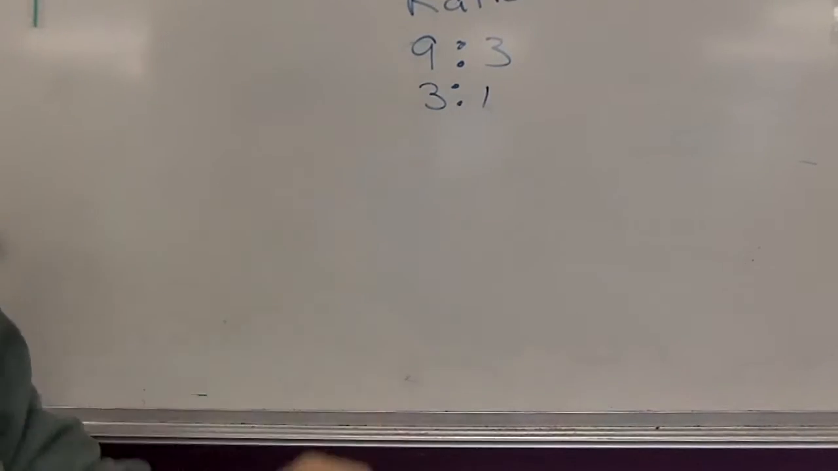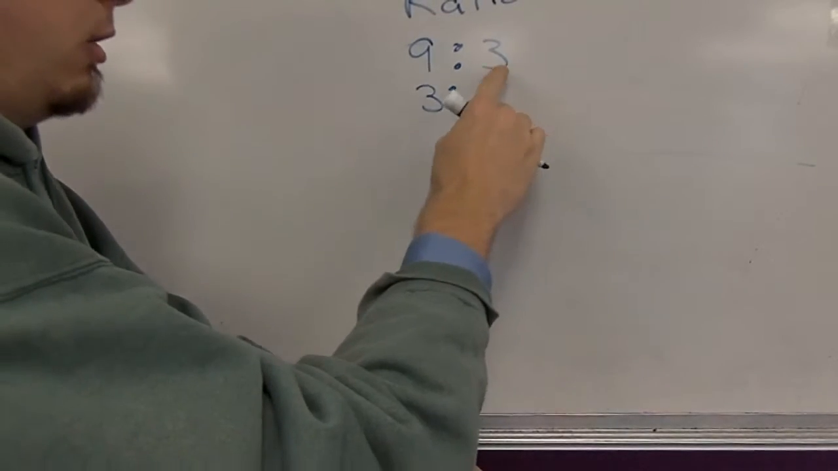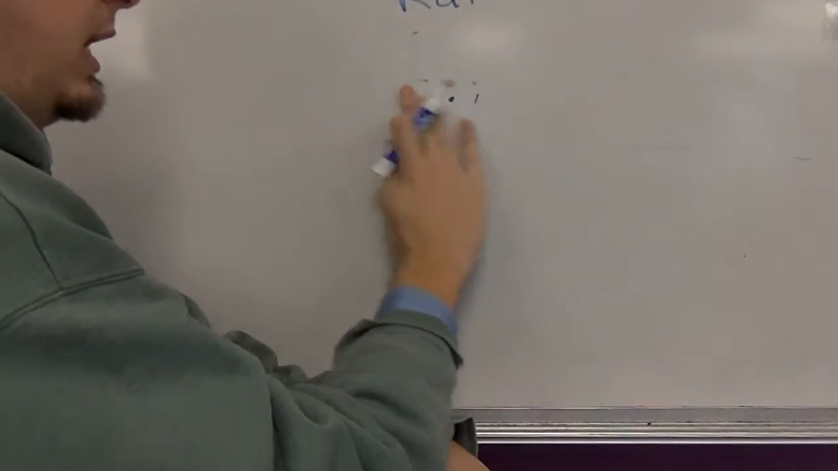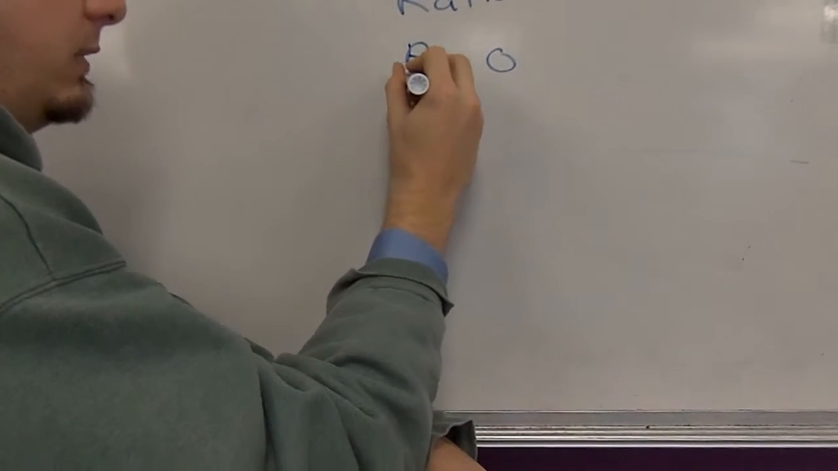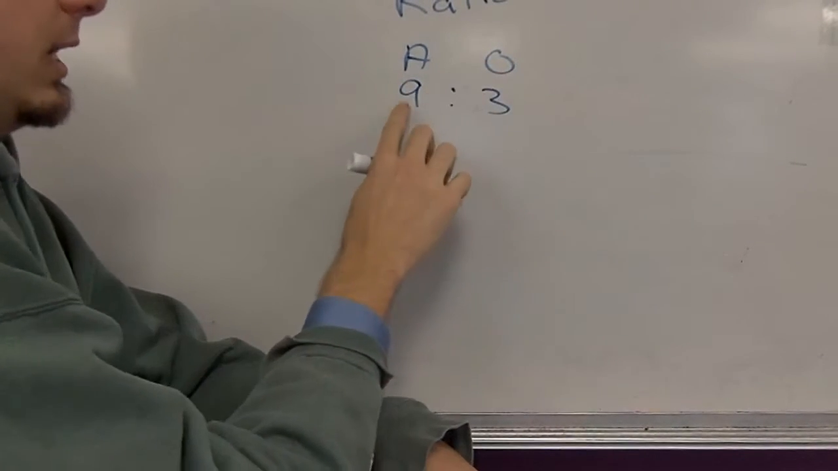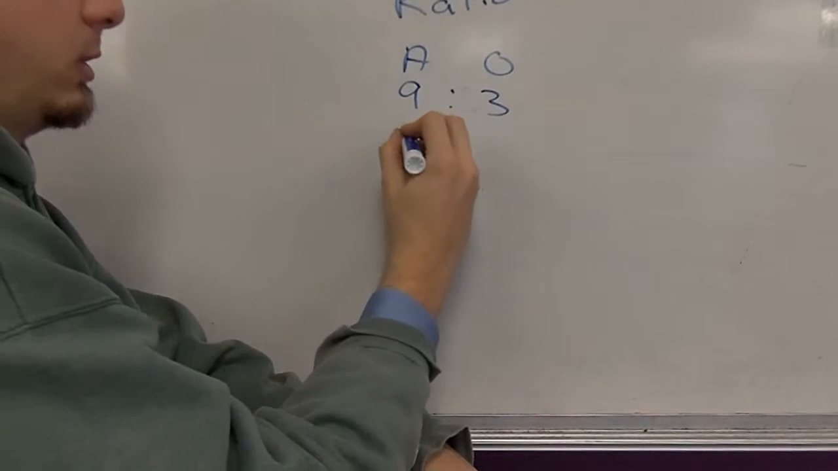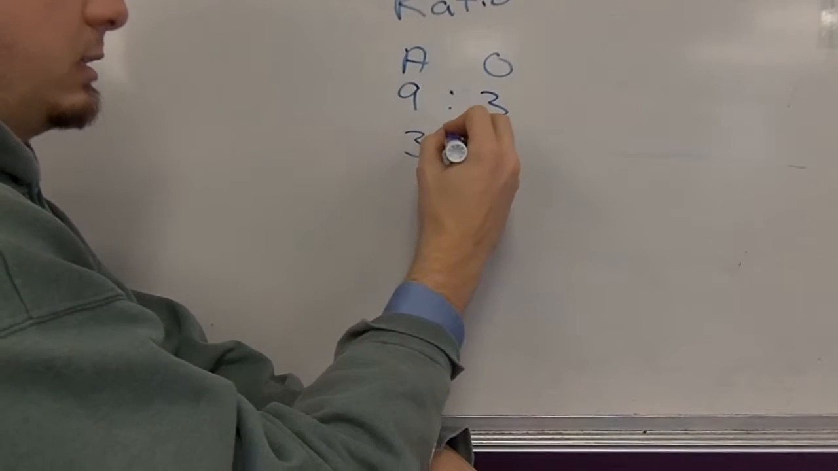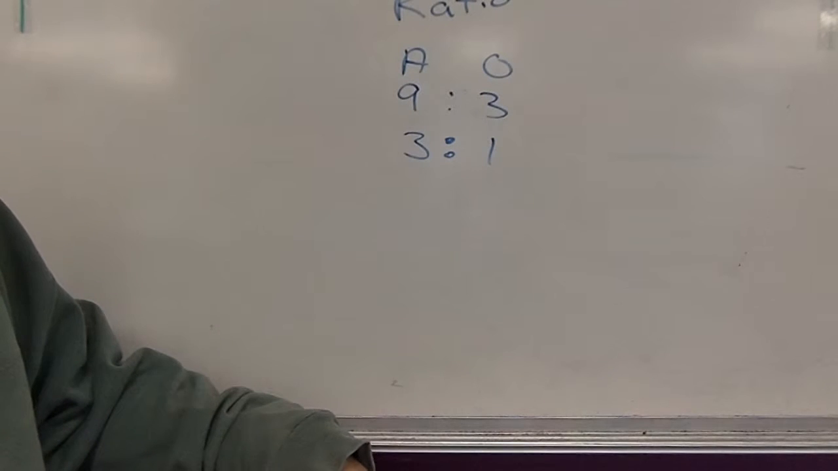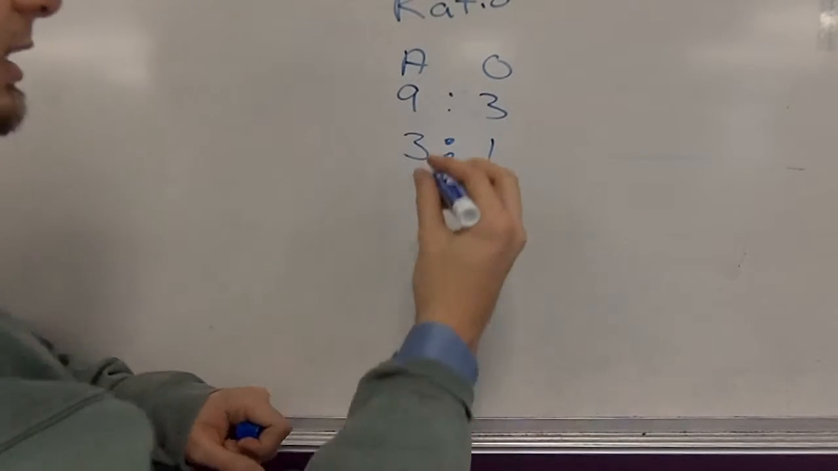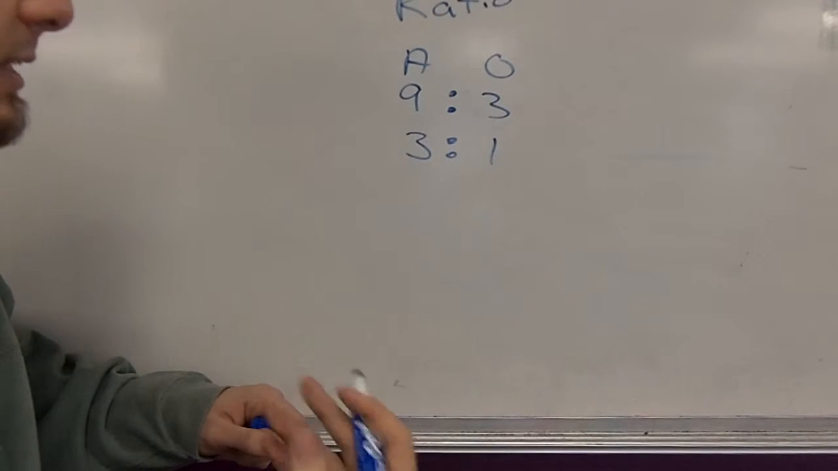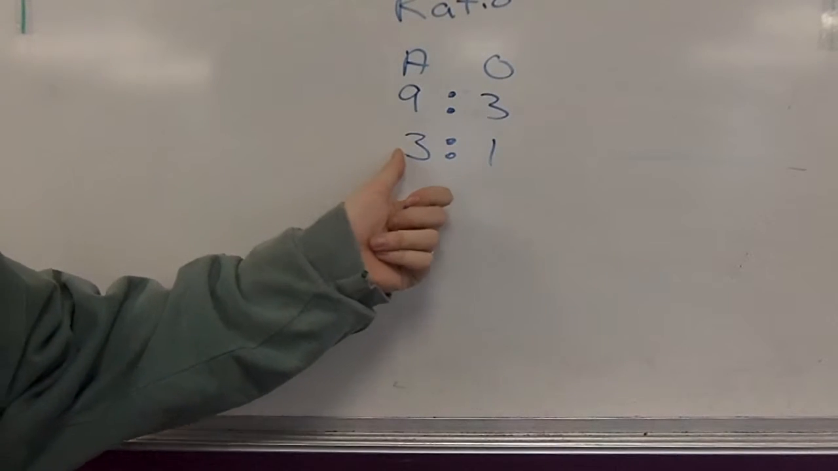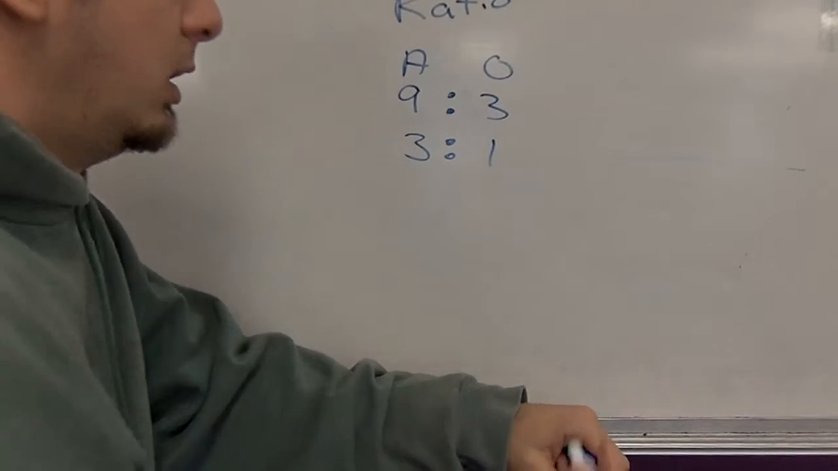So what this is really telling me, if we're working with apples and oranges again, is that I have a 9 to 3 ratio, 9 apples to 3 oranges. So in other words, I have 3 times as many apples as I do oranges. Okay, that's what the ratio is telling me. It's telling me how my apples compare to my oranges, not how many I have, but how they compare to each other. So I have 3 times as many apples as oranges.